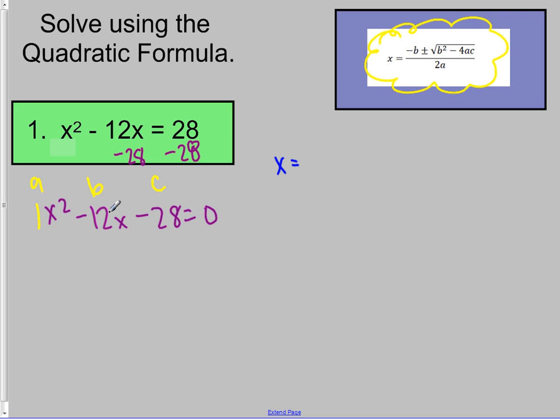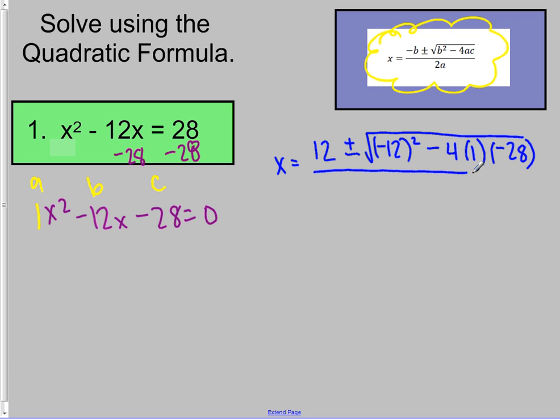You've got opposite of b, that's positive 12, plus or minus the square root of, and you need a kind of long radical sign there, negative 12 squared, and put that negative 12 in parentheses, minus 4 times a times c. So my a was 1, my c was negative 28. And all of that, the whole thing, not just the radical part. I see a lot of students just write the radical part as a fraction. It's the whole thing that is divided by 2 times a, which is 1.